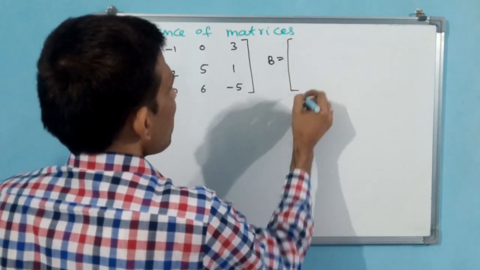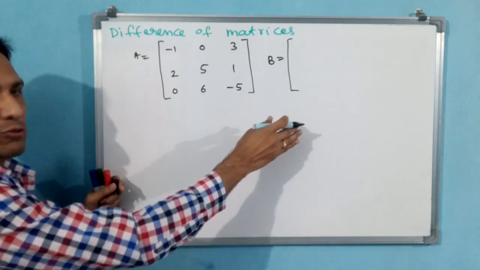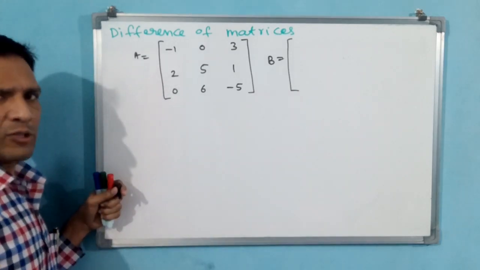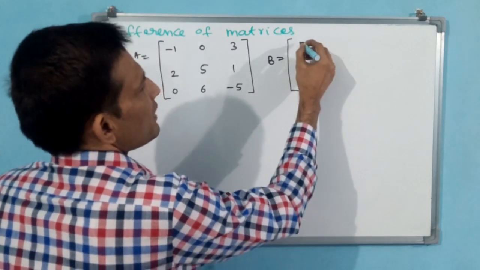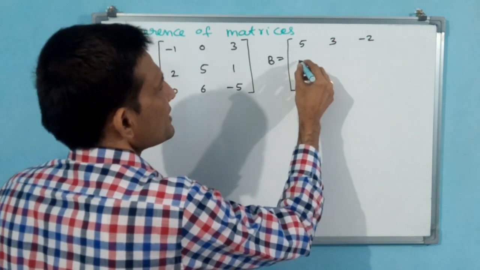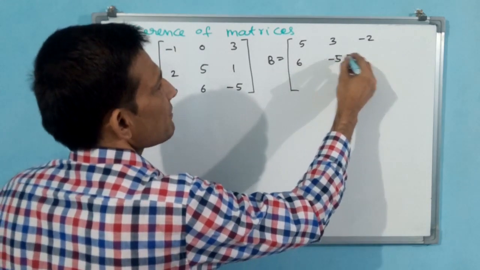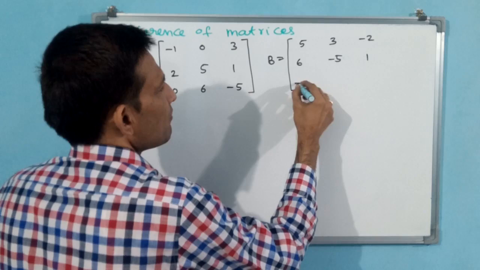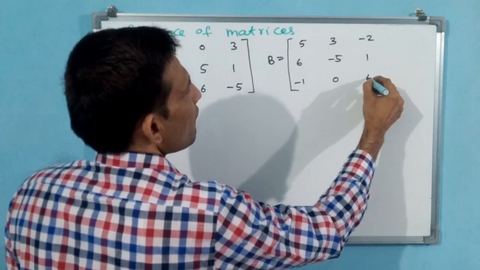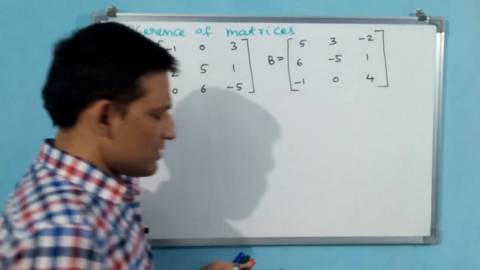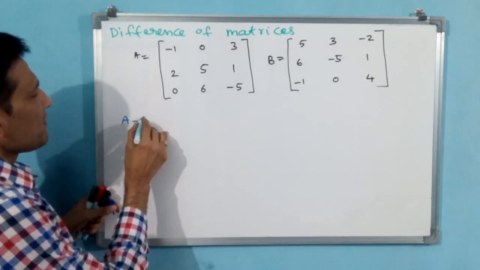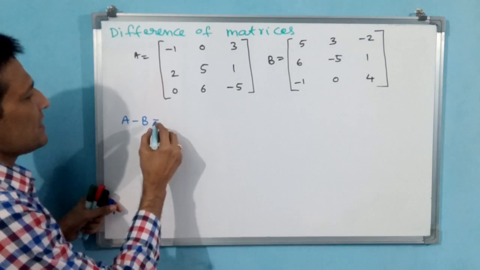Then B also, for making A minus B, difference, the same order should be there. That means 3 rows, 3 columns. Here also 3 rows, 3 columns has to come. Or else we are not able to perform. Okay, let me take here also say 5, 3, minus 2, 6, minus 5, 1, minus 1, 0, 4. Okay, randomly I have taken these numbers. Now we are performing difference. That too we are subtracting B from A. A minus B I have made.